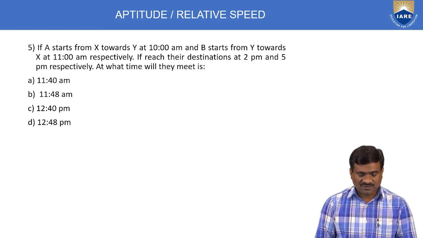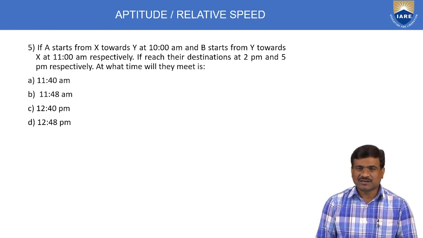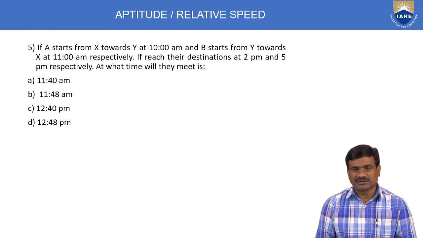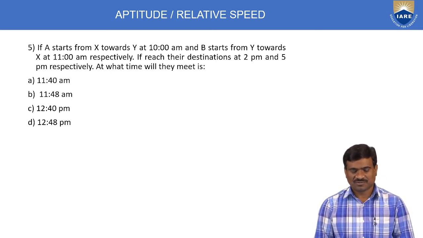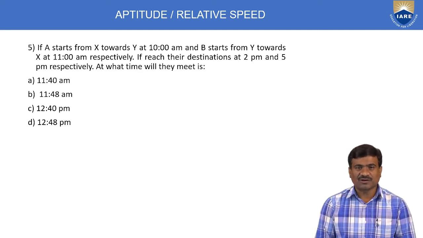If A starts from X towards Y at 10 a.m. and B starts from Y towards X at 11 a.m., and they reach their destinations at 2 p.m. and 5 p.m. respectively, at what time will they meet? A: 11:40 a.m., B: 11:48 a.m., C: 12:40 p.m., D: 12:48 p.m.